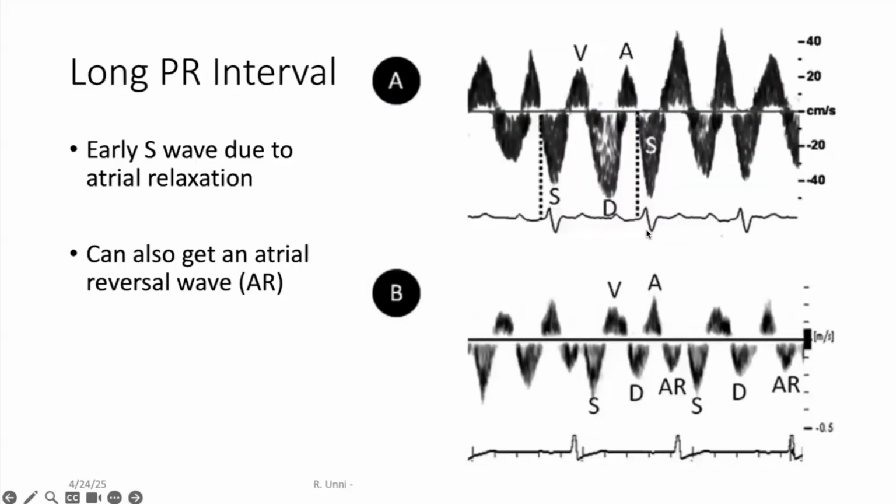Vice versa, in patients with a long PR interval, you can get an early S wave due to atrial relaxation at the same time as systolic flow. You can get a bit of an earlier S wave, but when you really have a long first degree AV block, you get this interesting phenomenon where you have your A wave caused by your right atrial contraction, and then there's a little bit of a reversal wave, this atrial reversal wave before your S wave, which is supposed to come right after systole. So you can get that interesting pattern.